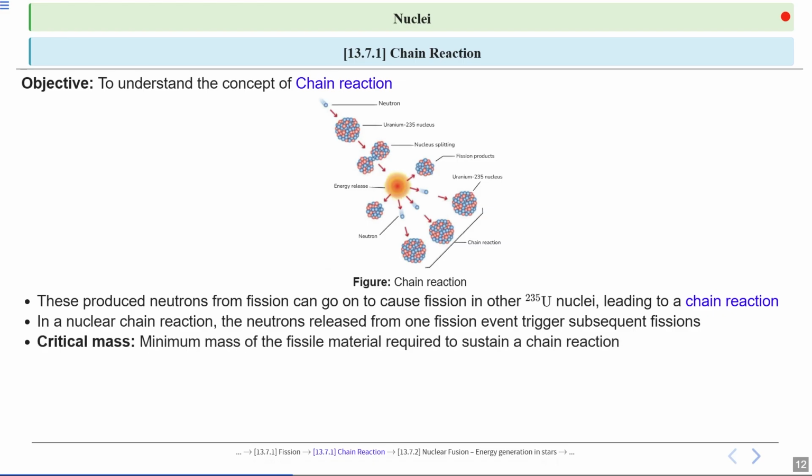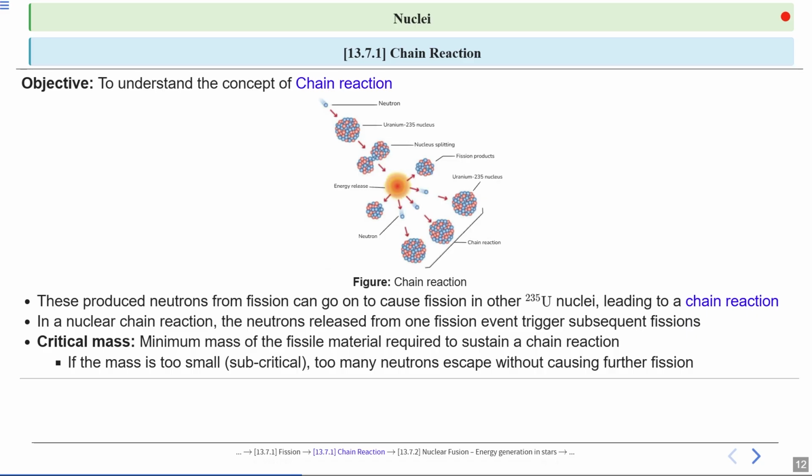Let's introduce a key term, critical mass. Critical mass is the minimum amount of fissile material like uranium-235 needed to keep a chain reaction going. If you have less than this amount, the reaction will die out because not enough neutrons are available to sustain it. If the mass of fissile material is too small, what we call subcritical, too many neutrons escape without causing further fission. This means the chain reaction can't continue. So achieving and maintaining critical mass is essential for a sustained nuclear reaction.